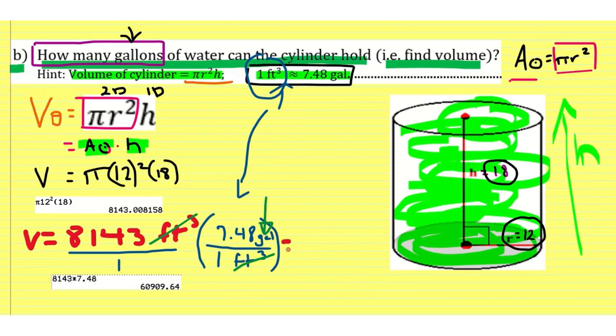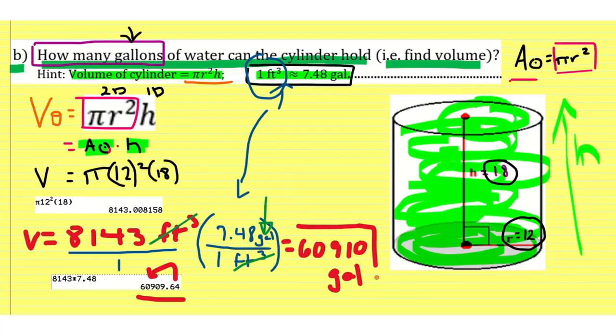So here we go. My final answer is going to be 60,910. We'll round it up. I'm going to round that up to 910. So 60,910 gallons is how many gallons this cylinder will hold.